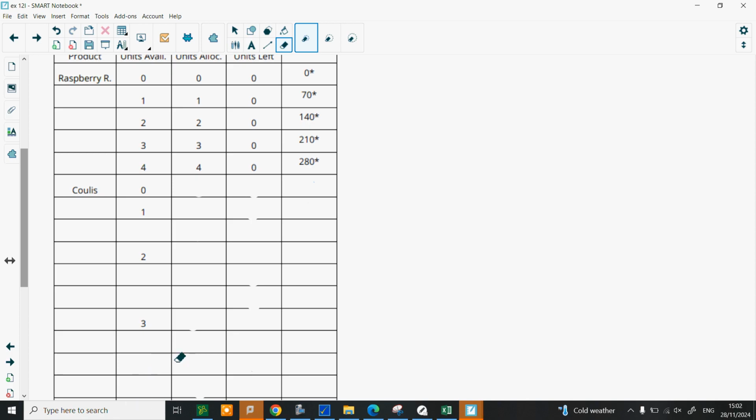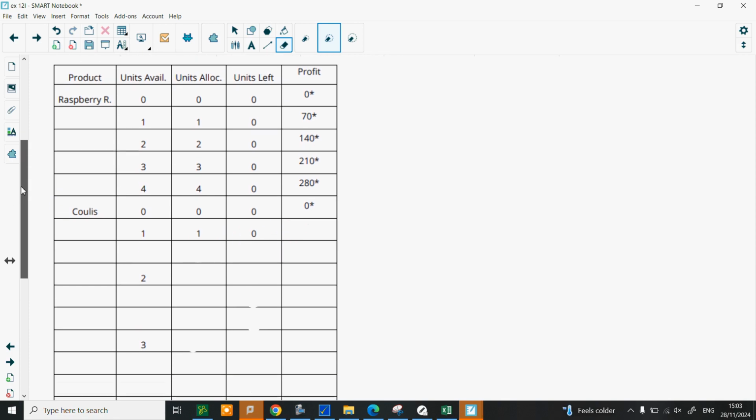Imagine we do nothing with the Cullis. That we just don't do anything with it. So we're going to 0, 0, 0, and 0. We've done nothing with it. We didn't make any. We didn't allocate any. So there's nothing to report. Now, what about one of them? You get 1.